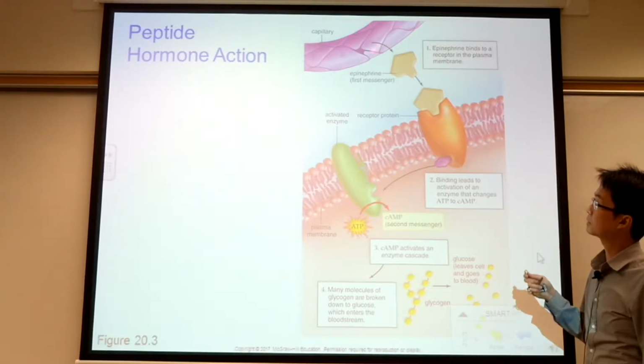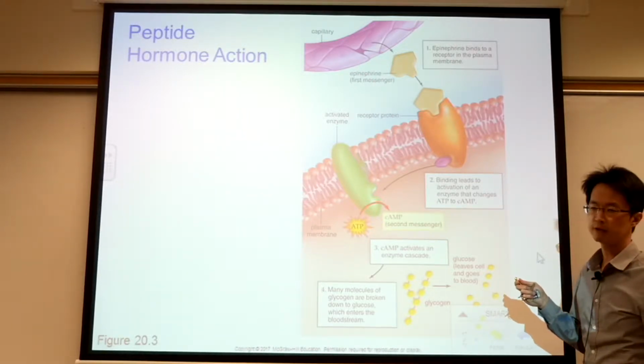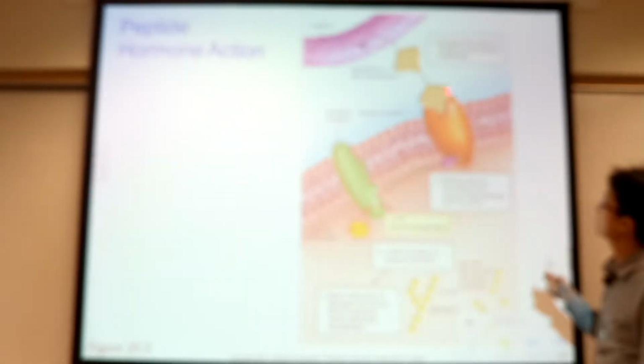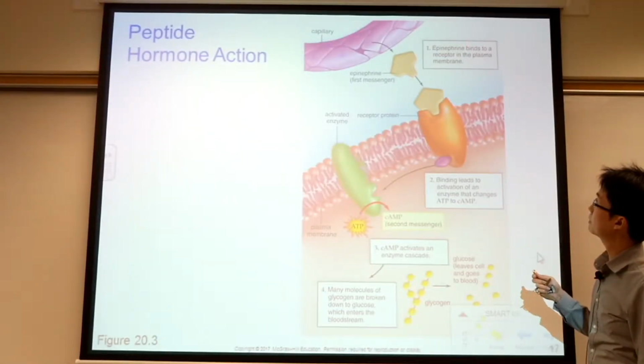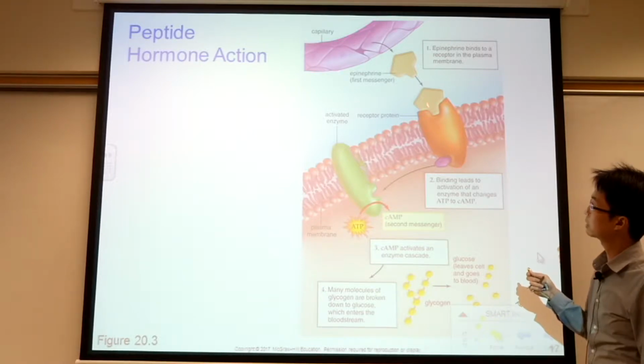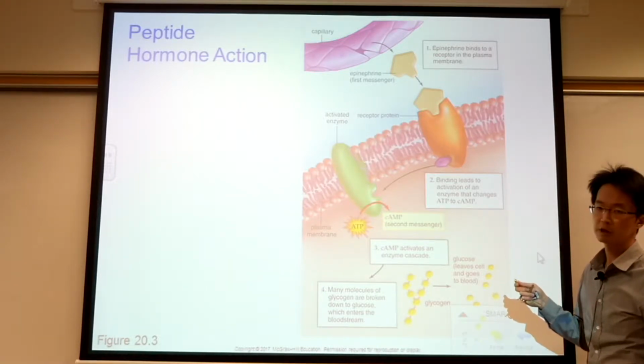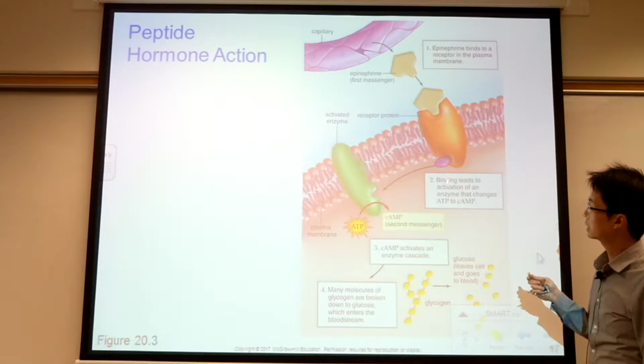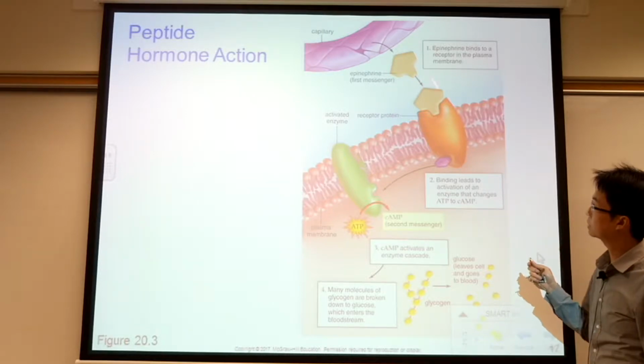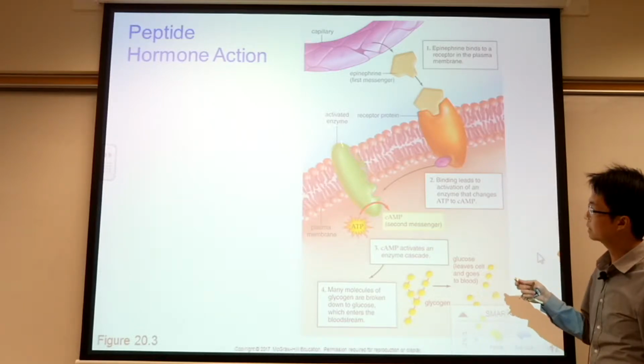The blood vessels, capillary, carries the peptide hormone. I told you that an example is epinephrine or norepinephrine. So epinephrine or norepinephrine binds to the receptor on the cell surface because they cannot pass through the phospholipid bilayer. And here is what we call a G protein. After the hormone binds to the receptor, it will release this G protein. The G protein will go to activate this.